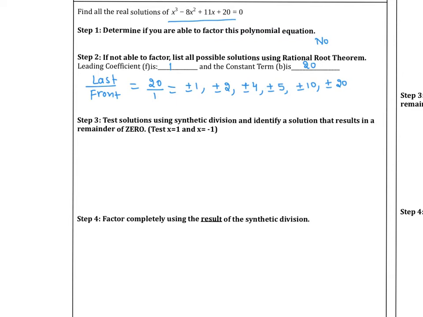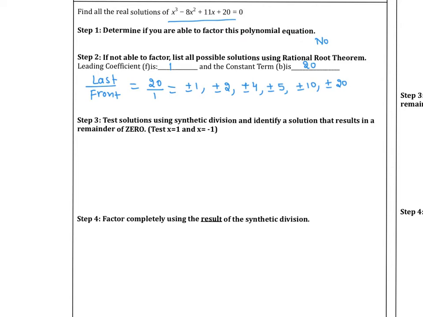So we don't know which one is going to be the factor though. We always start from the lowest number that we just found. We're going to test which one is actually our factor. To do that, we are going to use synthetic division, and we're going to identify a solution that results in a remainder 0. Just remember that in order to be a factor, we should have a remainder 0.